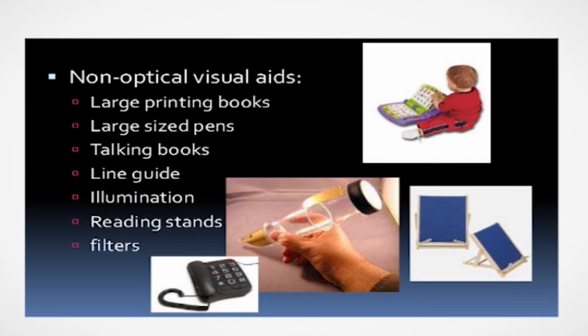There are certain non-optical devices used for reading. Non-optical devices include sunglasses, hats or visors with brims, reading stands, dark lined paper and black felt tipped pens. Non-optical devices can be grouped according to their function.